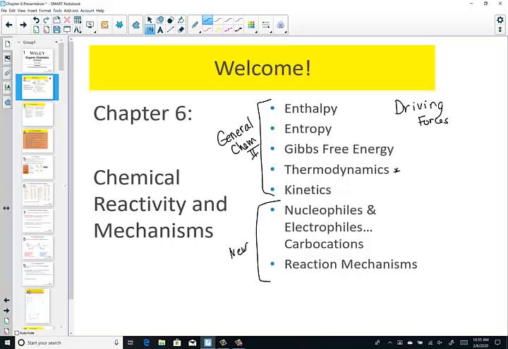We'll introduce nucleophiles and electrophiles, carbocations, and really focus on very specific reaction mechanisms, those mechanisms that will be used throughout the entire rest of your organic journey as you learn to predict not only what the outcome is of a reaction, but why we can predict it in such a way.